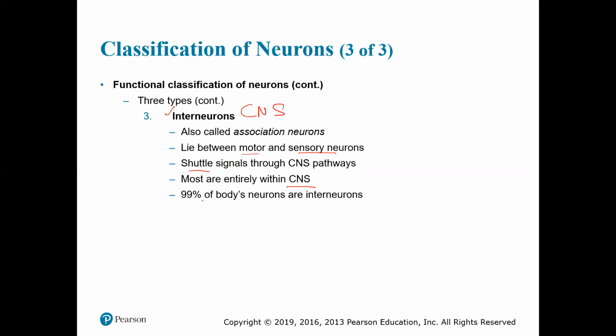That's a lot of interneurons, by the way. Some of them are so short that they almost seem insignificant, but they still are integrative. So 99% of the body's neurons are interneurons, some wiring.